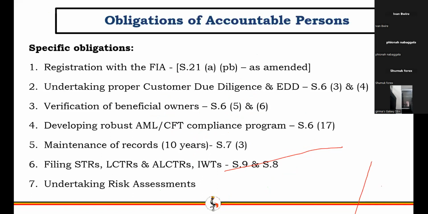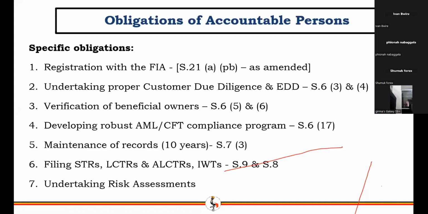So now, at this point, we shall discuss your obligations, and it starts with registration, which is the main reason why we are conducting this training. Ivan is going to take you through how to register on goAML with FIA. The law requires that you register with FIA within 1 year of establishment. I hope most of you have adhered to this legal requirement, because failure to do so can attract penalties.